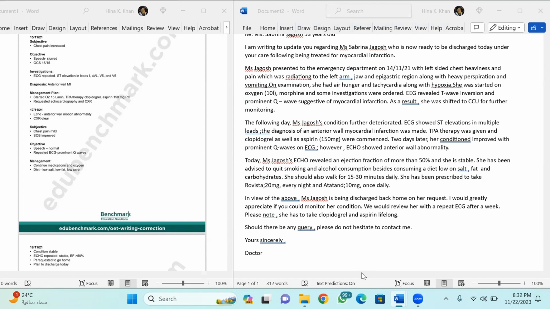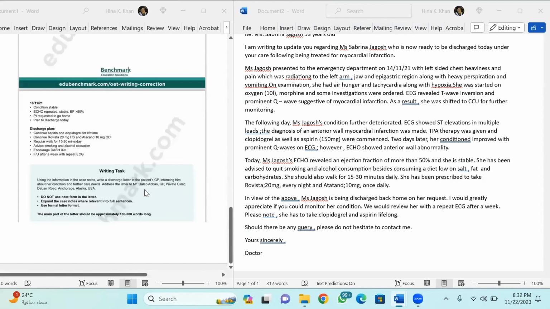Now I have written about the today's visit. In this today's visit, I have also mentioned the discharge plan, because I am a cardiologist and I'm discharging with this discharge plan. Today her echo revealed an ejection fraction of more than 50%, and she is stable. She has been advised to quit smoking and alcohol consumption, besides consuming a diet low in this.